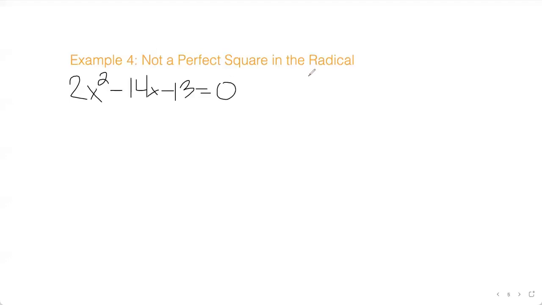Okay, so let's start with ABC. So our A is 2. Our B is -14. And then our C is -13. All right, plugging into the formula.